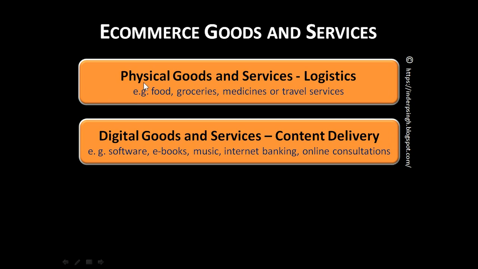Examples of physical goods and services are food, groceries, medicines and travel services. Logistics means getting the goods or services to the customers to fulfill the orders. Physical e-commerce products are shipped to the customers from the distribution center, which typically has a smaller number of available products, or the warehouse, which has a large number of products.